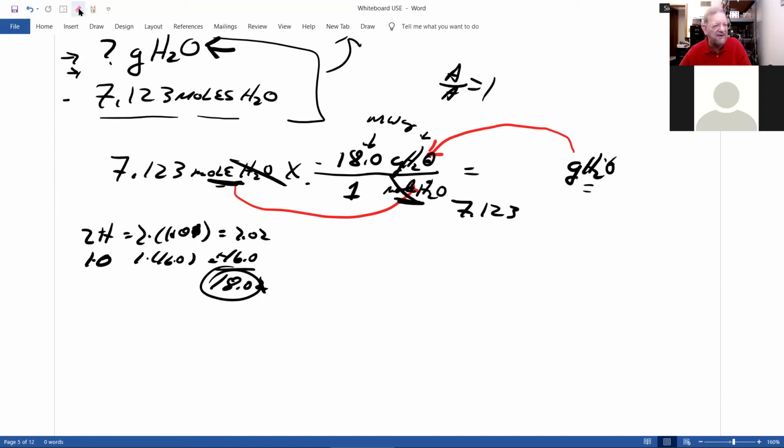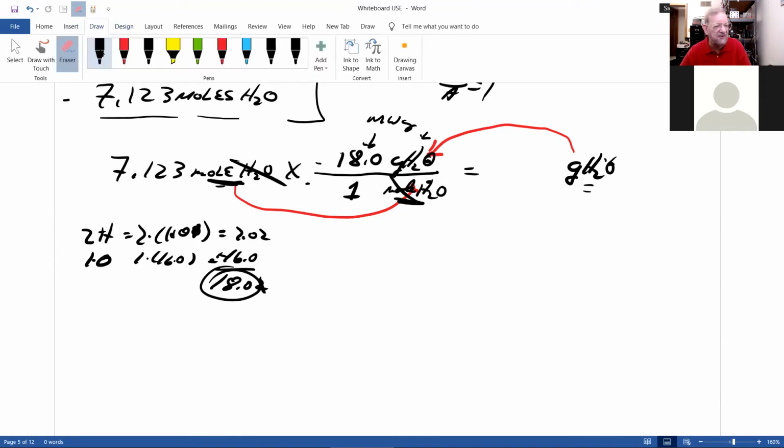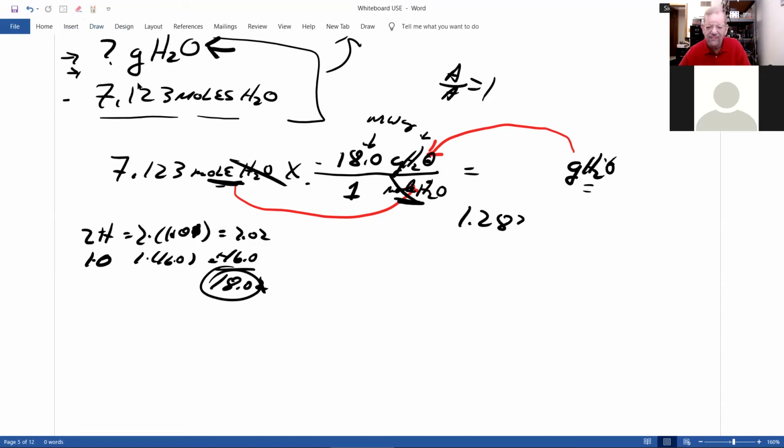I'm looking at the wrong number. I can't read the calculator screen today. This is what the calculator gives, but this has 4 significant figures. This is an exact number, and this is 3 significant figures. Our answer should have 3 significant figures. And I'm going to let you round that off to 3 significant figures.